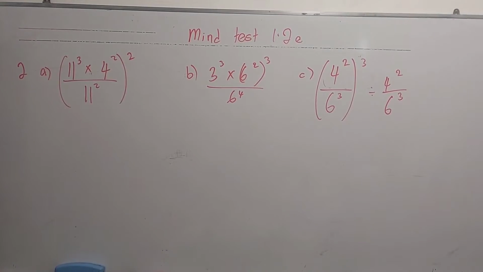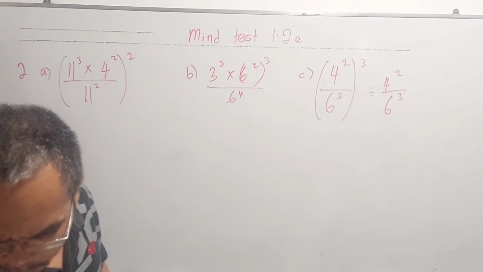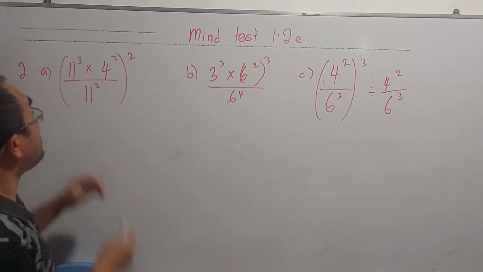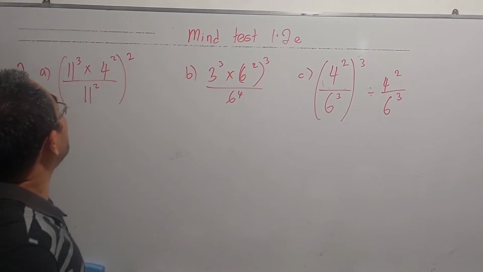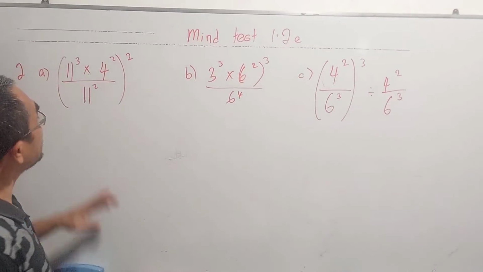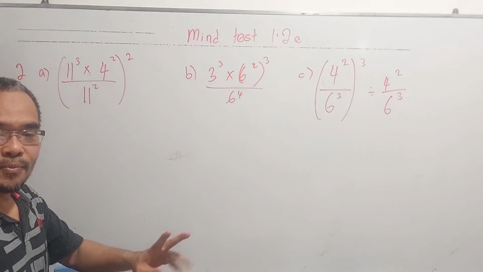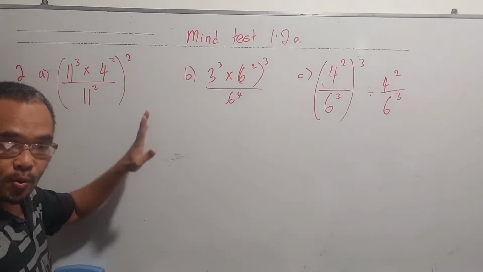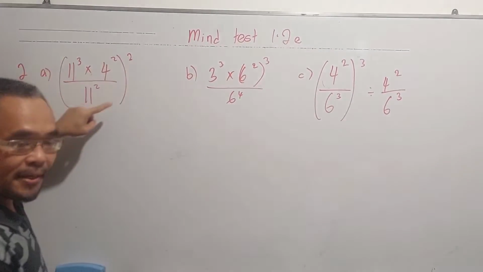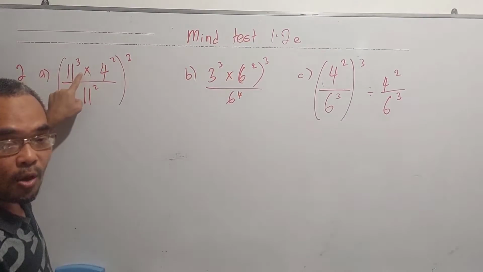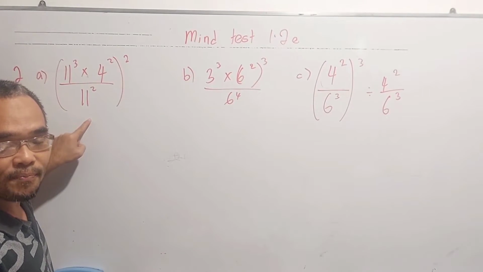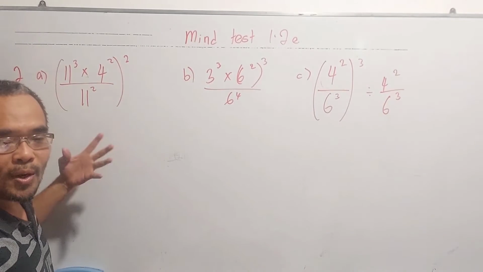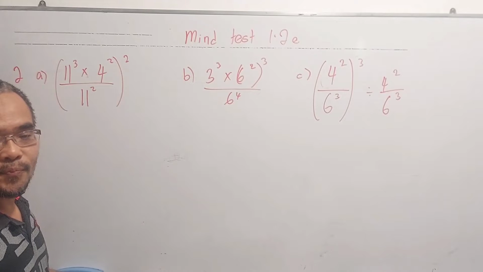Let's continue. Question number 2A. 11 to the power of 3 times 4 to the power of 2, all over 11 to the power of 2, all to the power of 2. So you have two options here. Expand the bracket: 3 times 2, 4 times 2, 2 times 2, 2 times 2. Or you can simplify inside the bracket, because here is base 11 and here is base 11. Which one do you want to do? Simplify inside the bracket, or expand the bracket first?